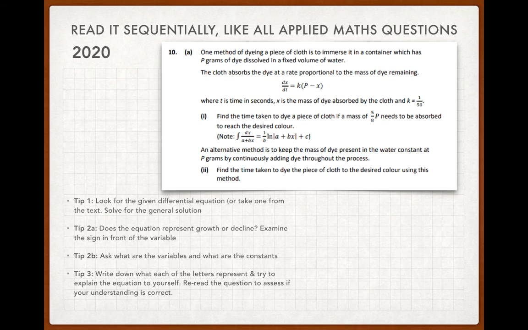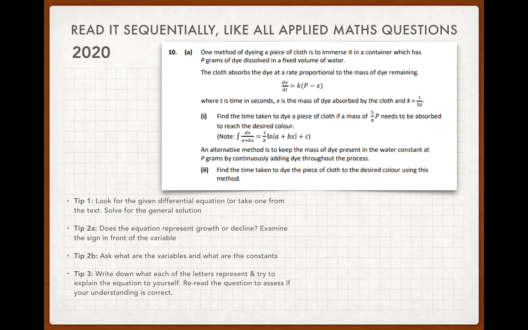at p grams by continuously adding dye throughout the process. So what that means is if the amount of dye is constant in the water, the amount of dye being absorbed into the cloth is no longer going to change. It's always going to be taking in the same amount. So that will give me the rate of mass being absorbed by the cloth, so dx/dt is proportional to p.